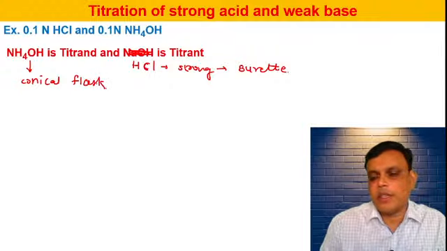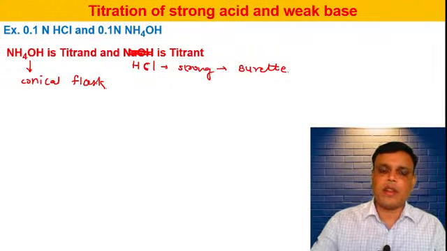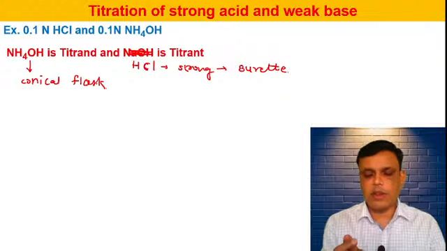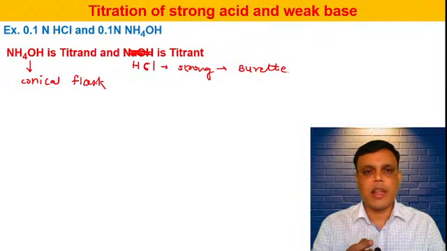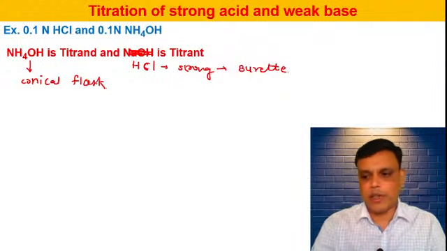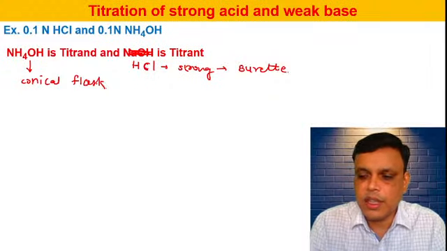So this is our today's titration. In the burette we will fill the strong electrolyte, that is 0.1 normal HCl. Then we will remove the air bubble and adjust the 0 mark, and we will, yes, Ganesh Pandey is saying HCl.